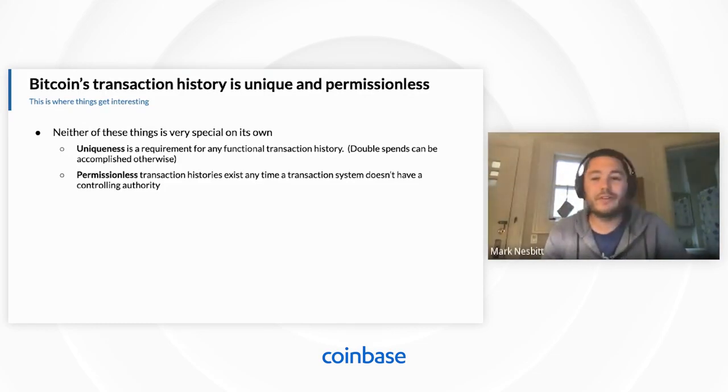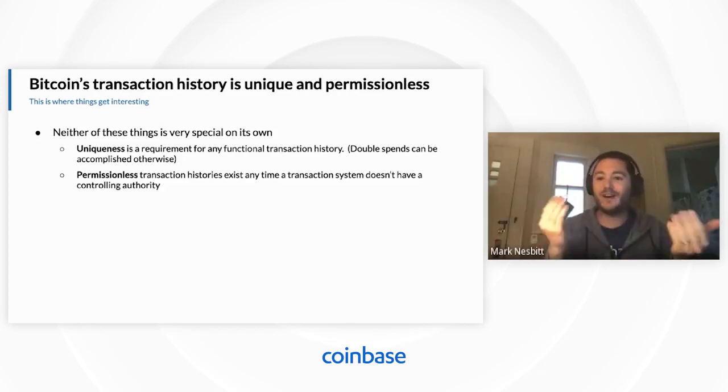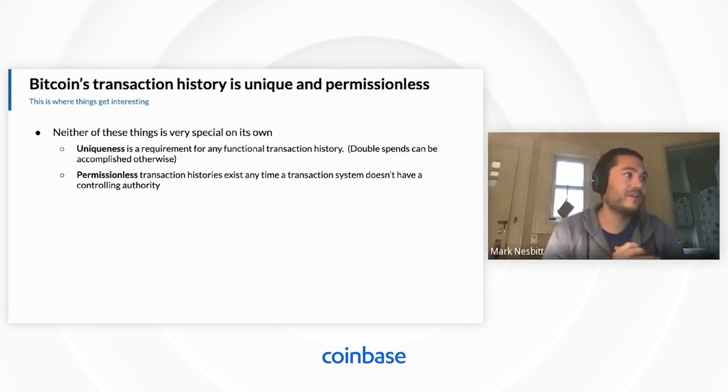Uniqueness is a requirement for any functional transaction history. You can double spend money otherwise. The same way I said, we have two possible transaction histories where Alice may send $50 to Bob in one and $50 to Charlie in another. Depending on who's viewing these histories, you may be able to spend that $50 in two places. If you could get Bob to look at the one where Bob receives it and Charlie to look at the one where Charlie receives it, maybe Alice could get away with spending the same $50 twice. So if it's going to be functional, it needs to be unique. We have to be able to agree on one. It can only be a single transaction history.